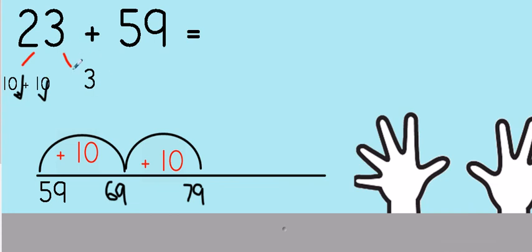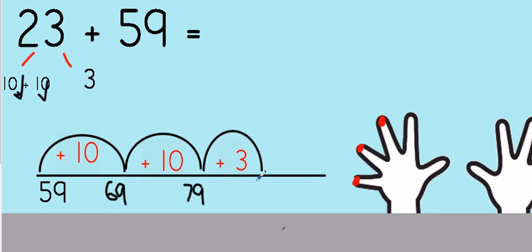Okay, now I've got my 3 to add on, so I'm going to add another jump of 3. Ta-da! So here I'm going to use my fingers to help me. When I count in ones, I can use my fingers. 79 on our heads, here we go. 79, 80, 81, 82, and we've added on 1, 2, 3 ones.